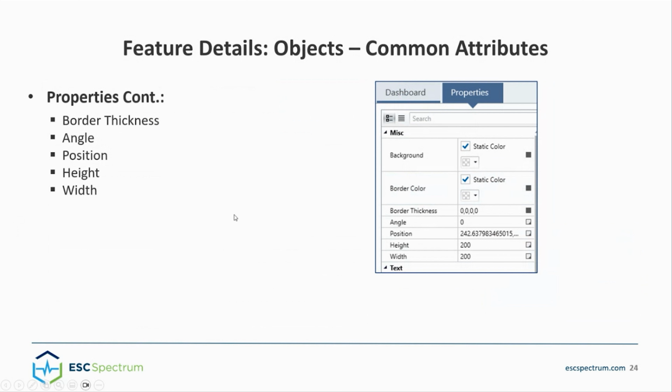Under those, we have kind of simpler things. The border thickness can control the left, up, right, down values of the border. The rotation angle is here, and underneath that, the X and Y position and width and height.